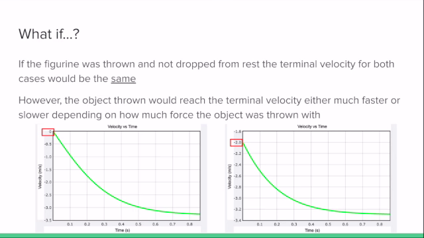Now, if the figurine was thrown instead of dropped from rest, the terminal velocity for both cases would still be the same. However, the thrown object would reach the terminal velocity either much faster or slower, depending on how much force the object was thrown with.